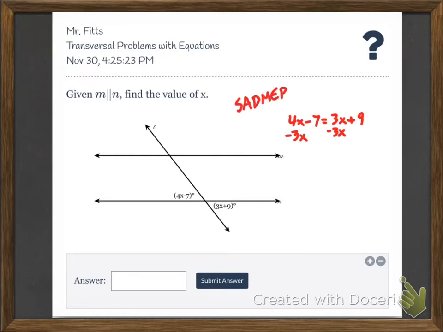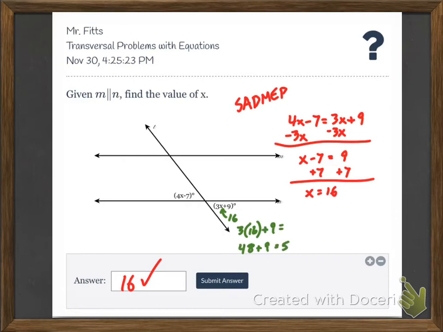Don't forget to use SADMEP. So if it's an algebraic equation, we're going to do reverse order of operations. So the first thing I'm going to do is subtract the 3x from both sides. The next thing I'm going to do, and this is going to leave me with x minus 7 equals 9, is I'm going to add the 7 to both sides. And that's going to leave me x equals 16.